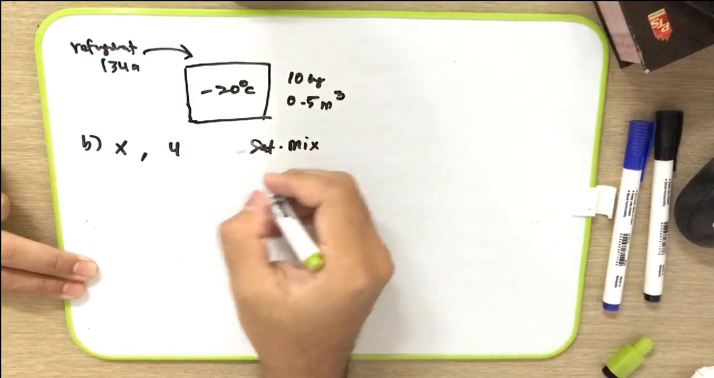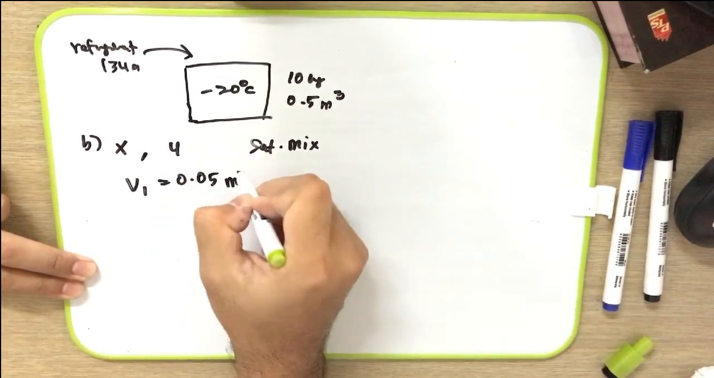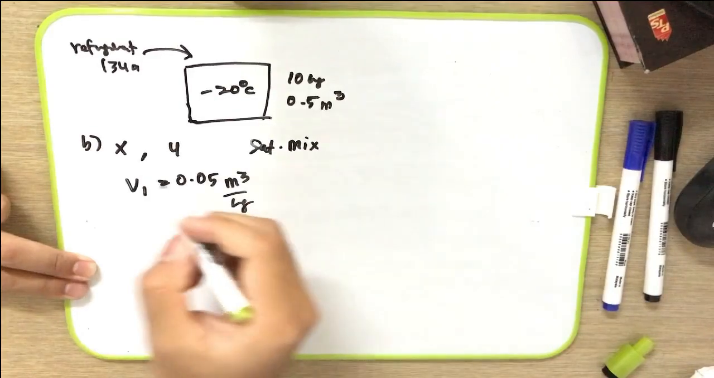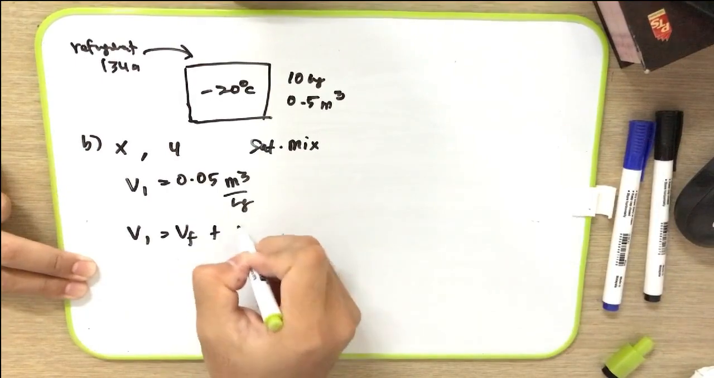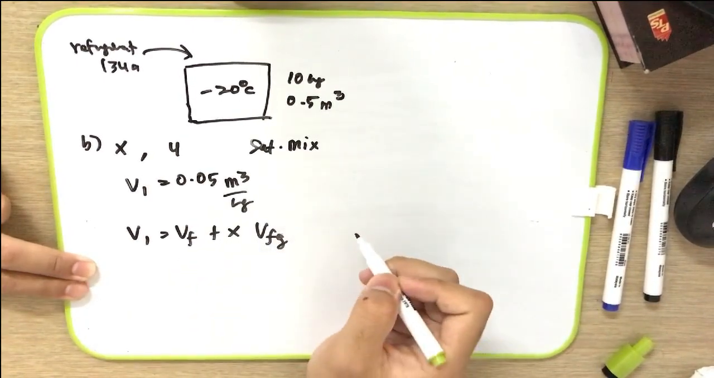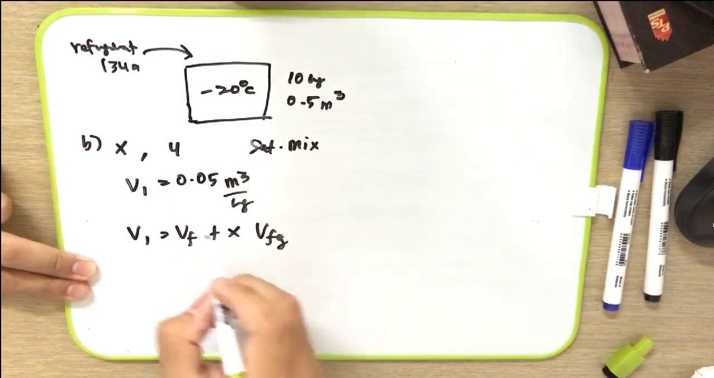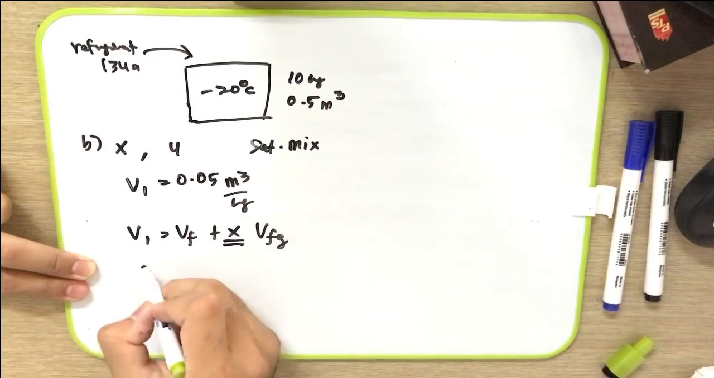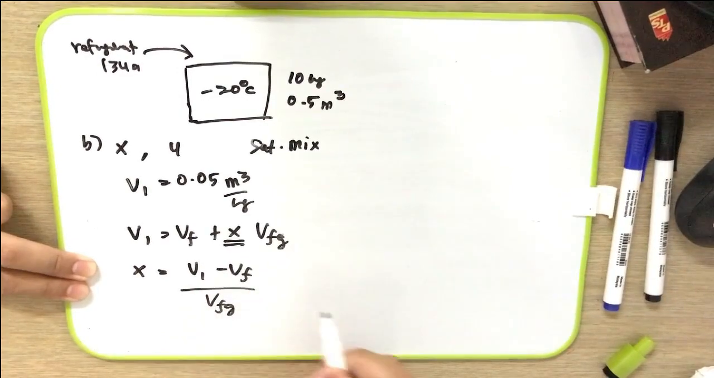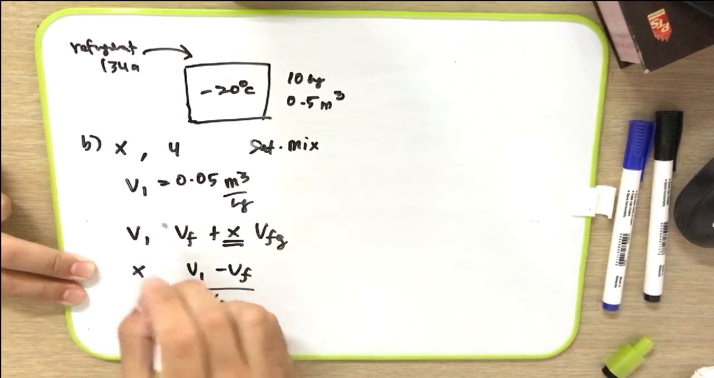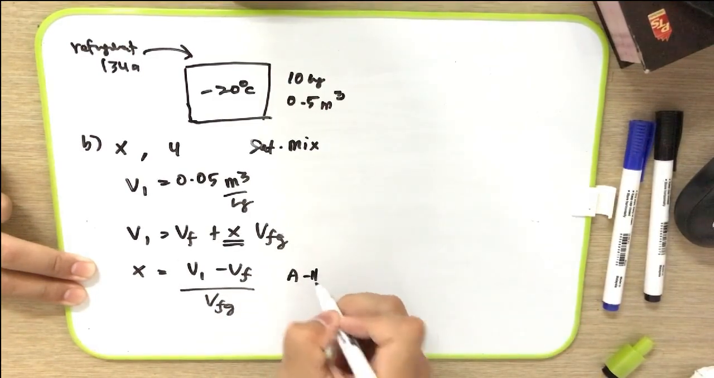Just now we have found that V1 is equal to 0.05 meter cube per kg. So in order to find X, we need to remember this equation: V1 is equal to VF plus X VFG. When we talk about saturated mixture, of course we need to use this equation. So how to find X? We can find X from here. X is equal to V1 minus VF over VFG. We already have V1, and VF and also VFG we can get from table A11.